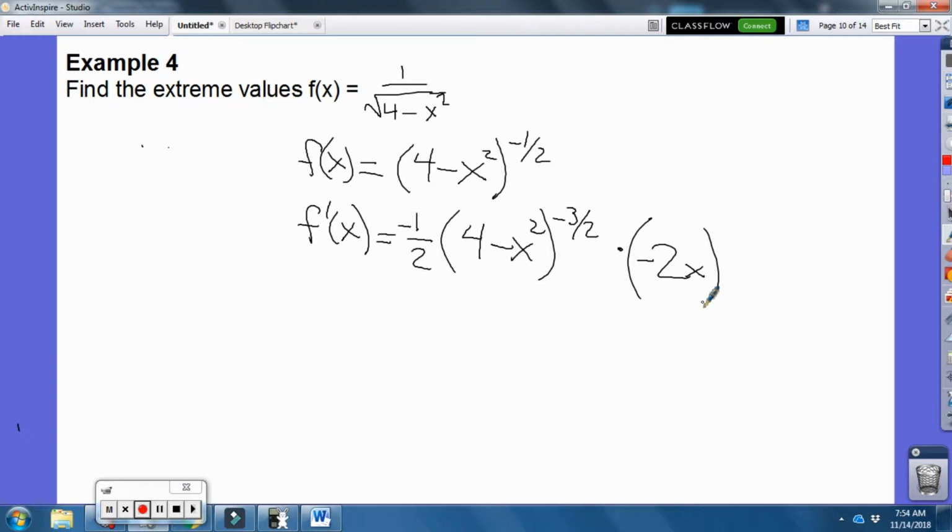So now I'm going to simplify this as much as I can. I have negative 2 times 1/2, those cancel. I'm going to rewrite the negative power so that it's just one simple fraction. So I have f prime of x equals, also negative times a negative is positive, we can get rid of that. We just have x over 4 minus x squared to the 3/2 power.